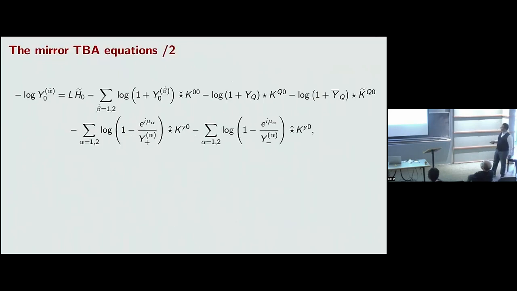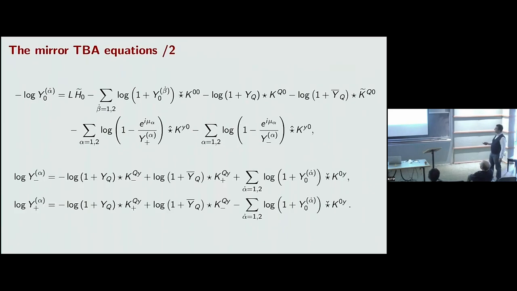Finally, the massless equation. Well, this is a mess. We didn't manage to simplify it. Everything couples with everything, and it seems to be in some way different from the other type of TBAs that were encountered in AdS3 CFT, and more work or new ideas are needed to simplify. And then there are the auxiliary functions on which I don't want to insist.